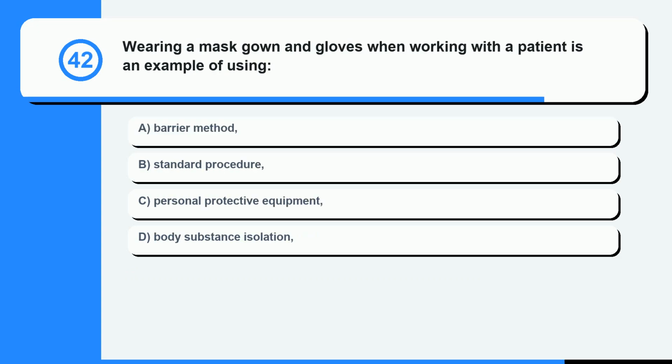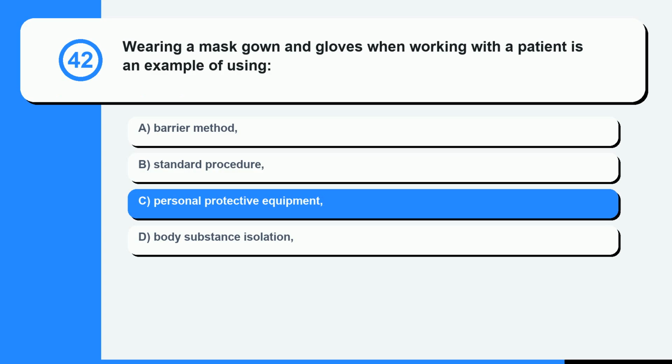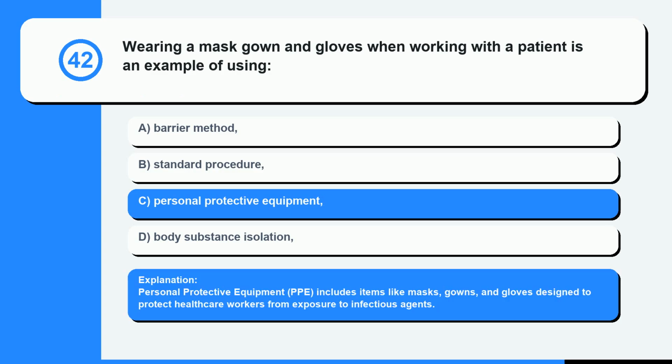Question 40. Which of the following values is considered a desirable cholesterol level? A. 0 mg per dl. B. 180 mg per dl. C. 230 mg per dl. Or D. 250 mg per dl. The correct answer is B.